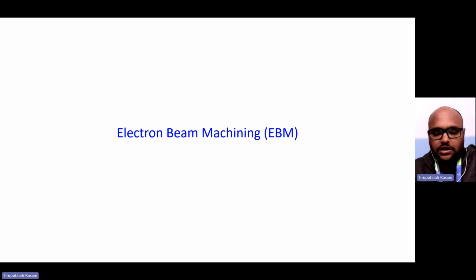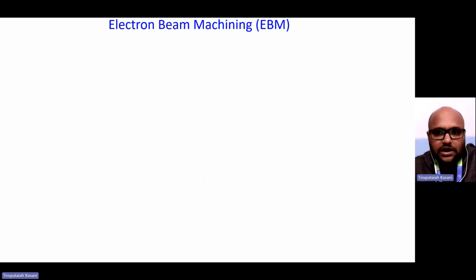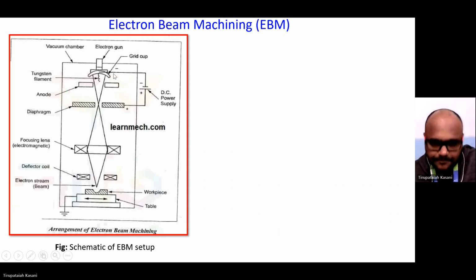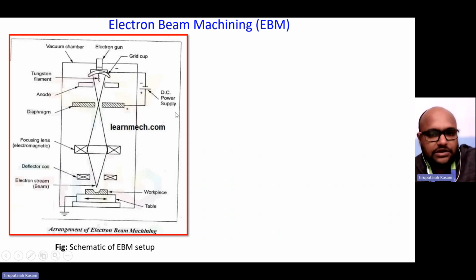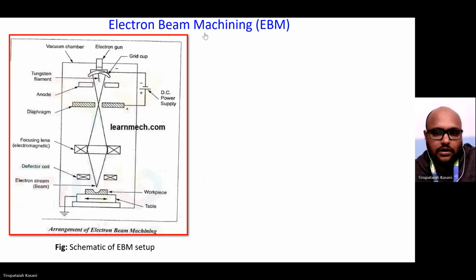Electron beam machining. Here, the unconventional machining process is the electron beam machining process, EBM for short. In this process, the energy used for removing the material from the workpiece is electron beam energy. That is, the kinetic energy of high velocity electrons is converted into heat energy, and that results in melting of the material and vaporization.